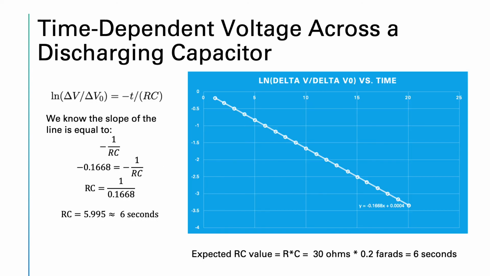Next, we used the equation ln of delta V over delta V naught equal to negative t over RC to plot 20 seconds of measurements and discover what the RC value of the circuit is, which was 5.995 or approximately 6 seconds, which we confirmed by calculating the expected RC value at the bottom, which you can see also equals 6 seconds.